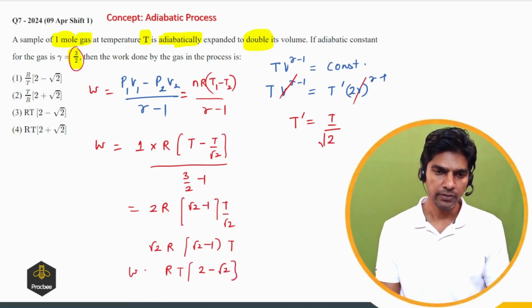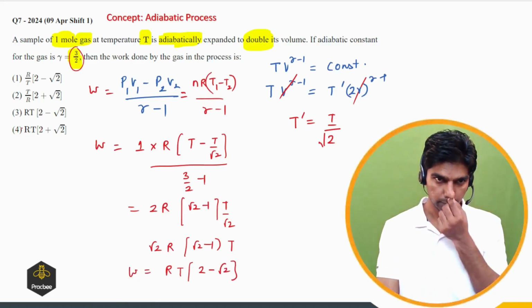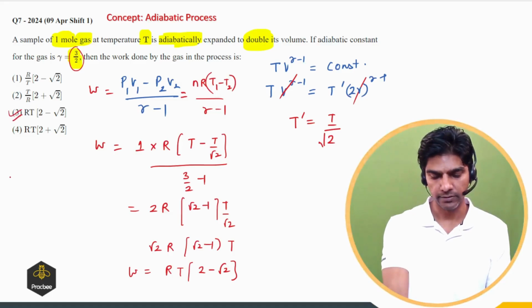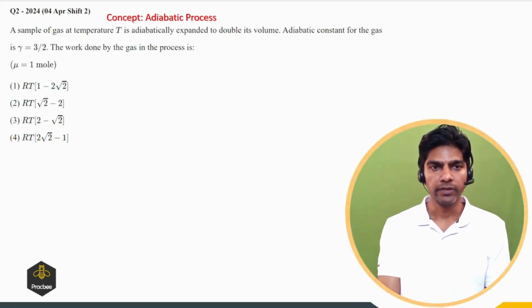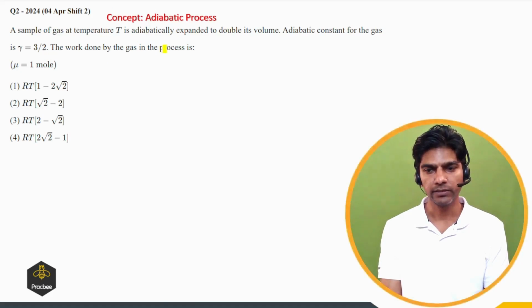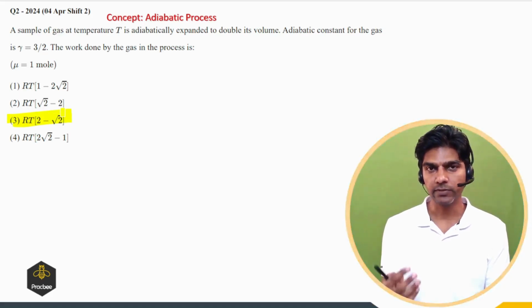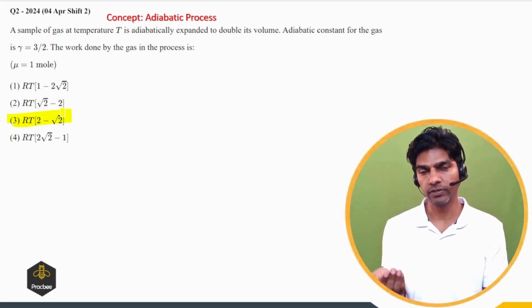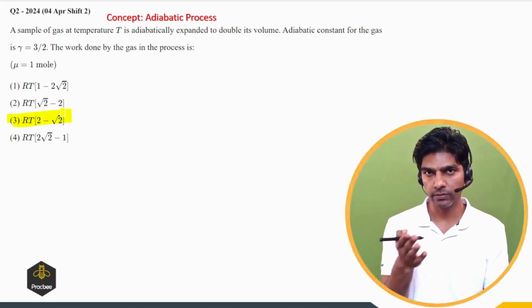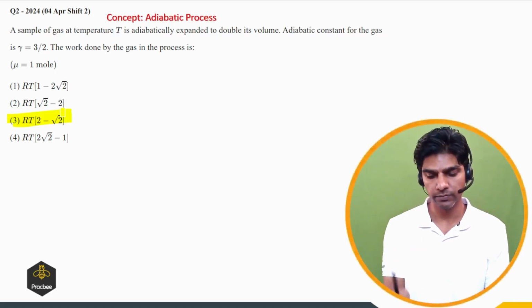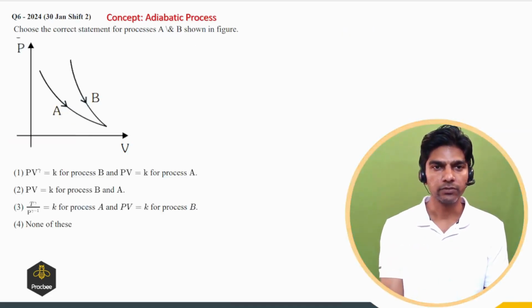So that is the work done. So option 3 is the right answer. Now let us see this question. Again, it is the same question, right? So we'll get the same answer. Option 3 is the right answer. Can you see there is a repetition of the same question in 2 different shifts? That's why whenever you appear for your shift, it is always recommended to see the questions which have come in earlier shifts.